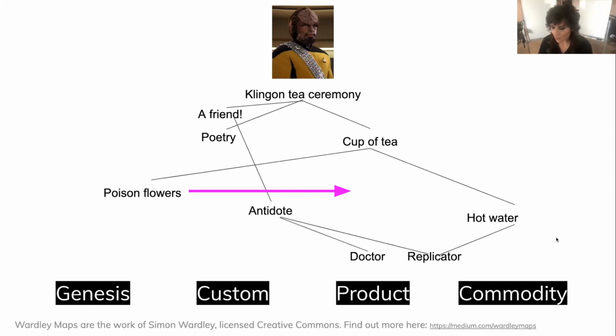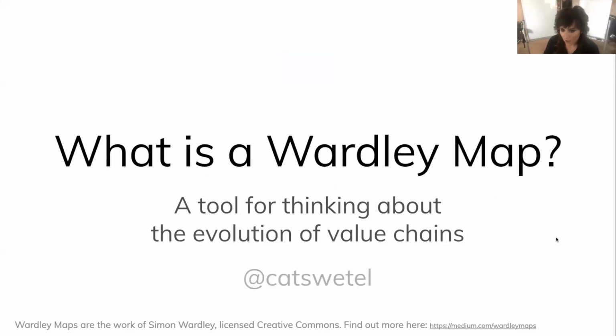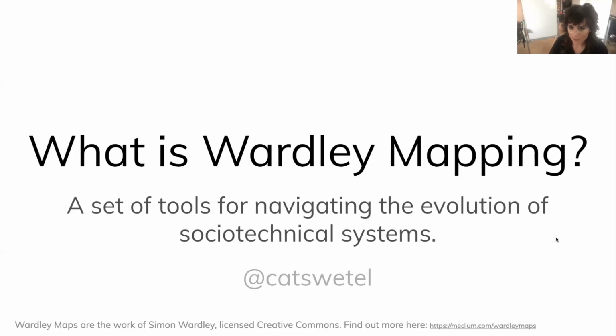So now you know how to read a map and you have a beginning understanding of how to draw a map. Now I'm going to tell you why that's completely unimportant, and I'm sorry about that. So Wardley Map is a thing. It's an actual artifact that we use to think about the evolution of socio-technical systems.